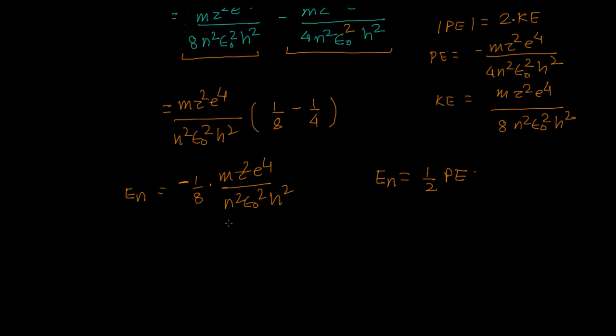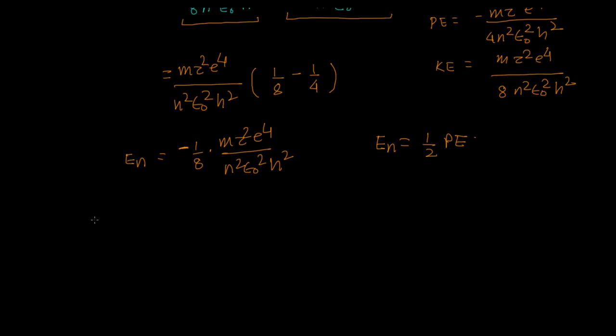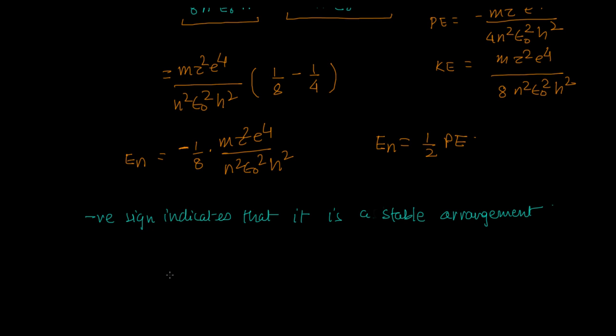The total energy being negative, the negative sign tells you that this is a stable arrangement. Had the energy been positive, it would not have been. This you'll find even in the case of the Sun-Earth system. The gravitational systems also have their total energy negative, and hence they are stable systems, right?